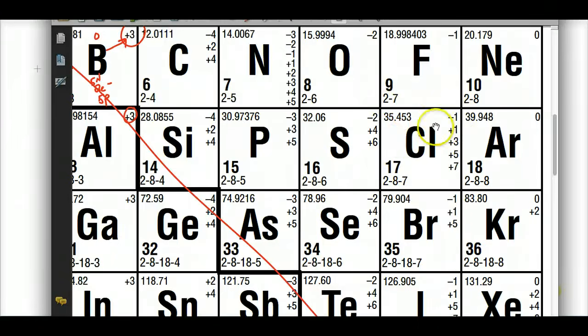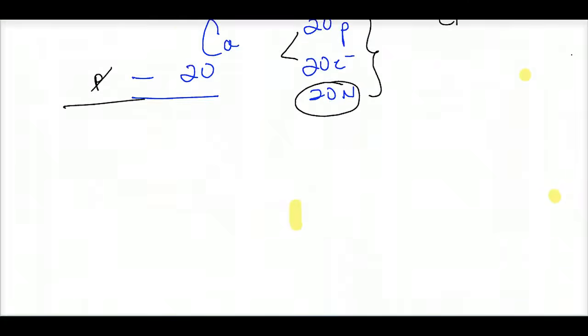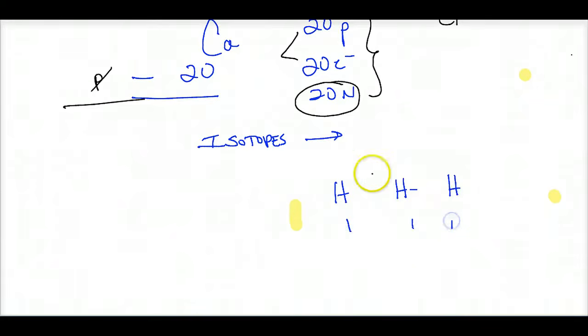Now, electrons can change to become ions. Neutrons can be different to become isotopes. Isotopes, very important word. Iso means same. So isotopes are the same element, therefore the same proton number, atomic number, but different number of neutrons, therefore different mass number.